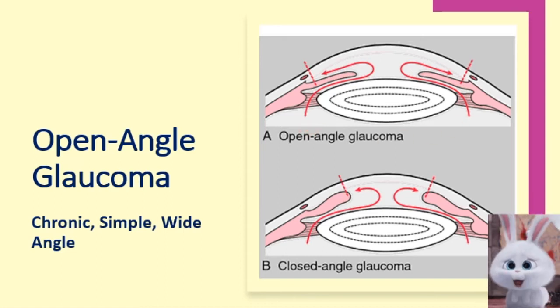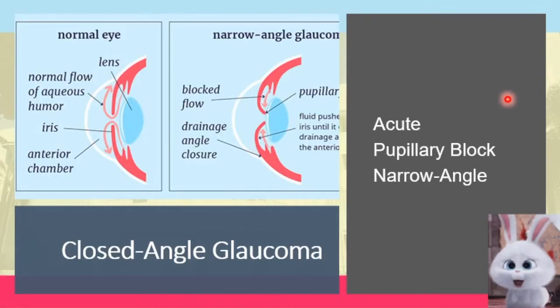Now, let's go to closed angle glaucoma. Class, when I say closed angle glaucoma, let's have the terms here on the right. These are the terms which are synonymous with closed angle glaucoma. They would say acute glaucoma, pupillary block glaucoma, narrow angle glaucoma. Again, when I say closed angle, it could be acute, pupillary, or narrow angle glaucoma.